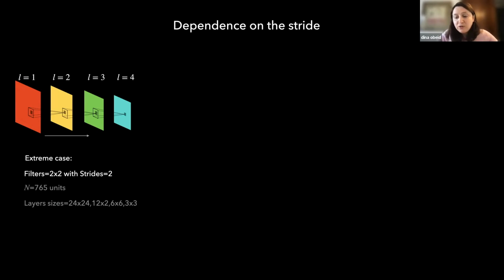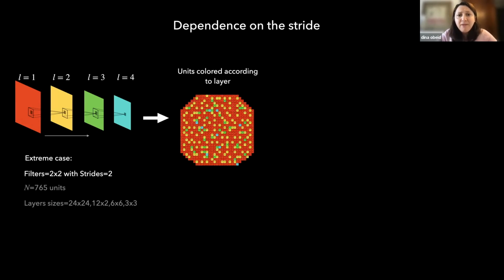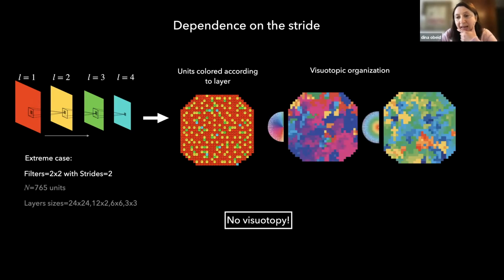So if you do this, you look at the organization by layer, and here, of course, the first layer will have the most units, because in this process you're halving the number of units as you go up. Now let's look at what visuotopic organization I actually have. You see that our intuition is correct: you lose the smoothness of the map. So you don't have the visuotopy anymore.